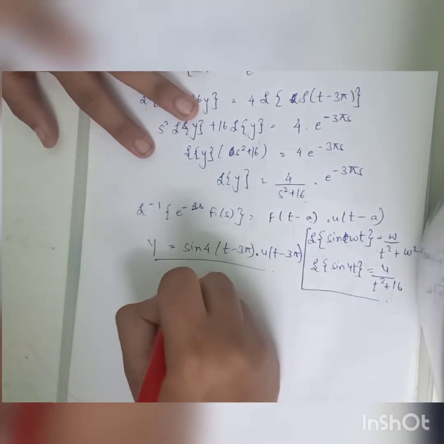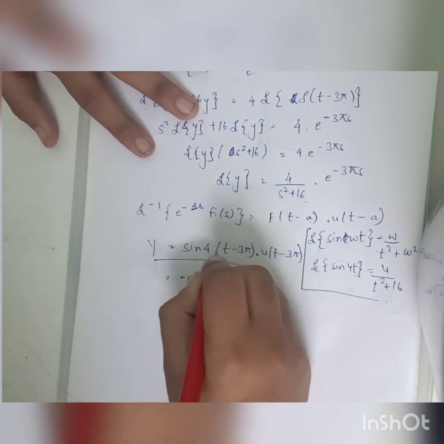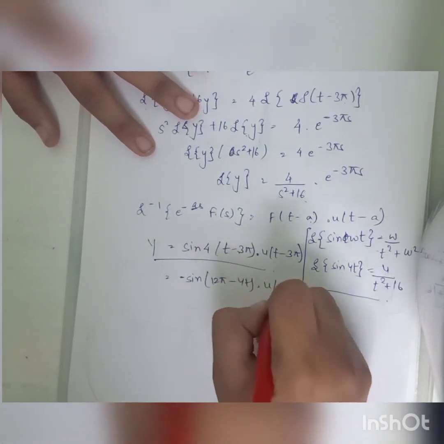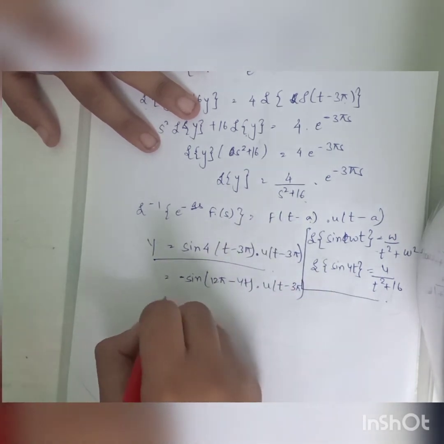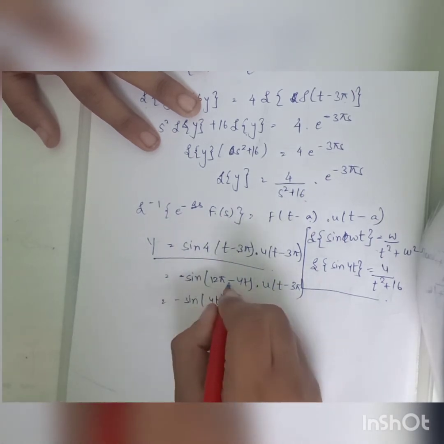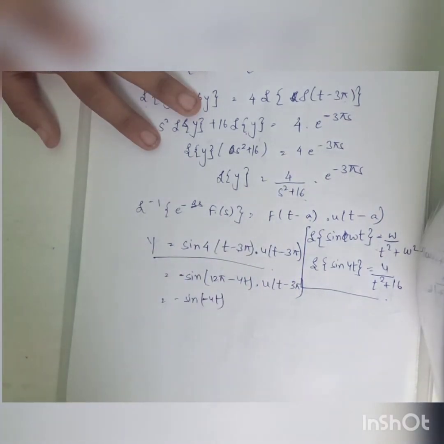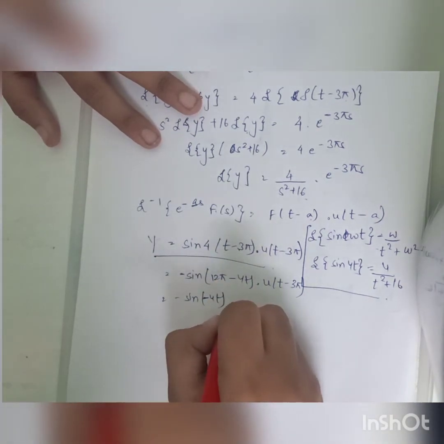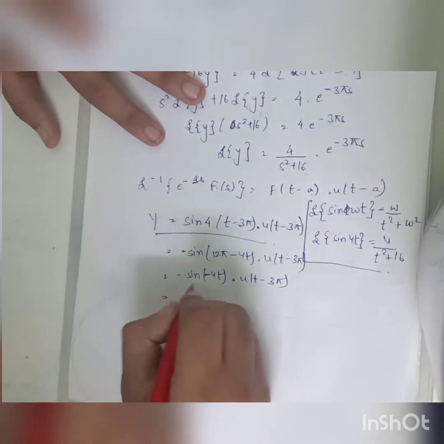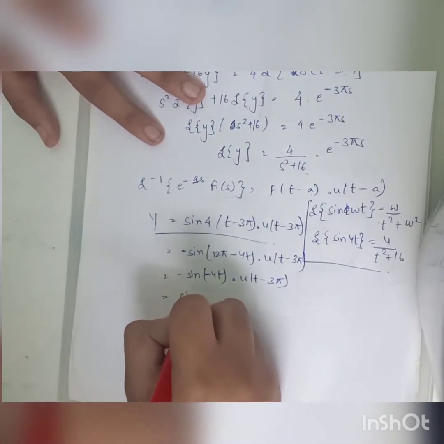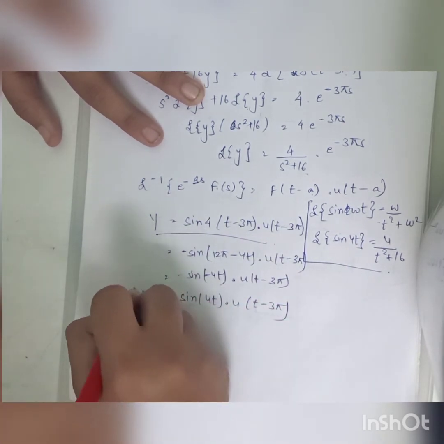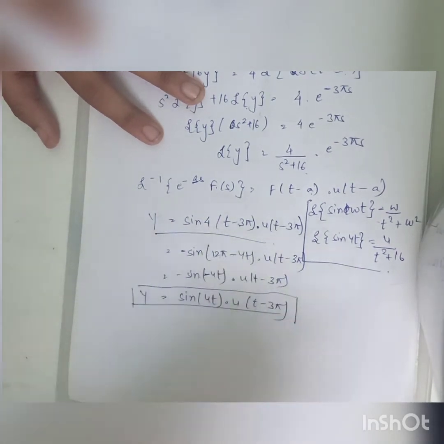This can be further written as minus sine (12 pi minus 4t) into u(t minus 3 pi), since 4 into 3 is 12 pi. Then sine (12 pi minus 4t) equals minus sine 4t, so the minus becomes positive and we get sine 4t into u(t minus 3 pi). This is our final equation.